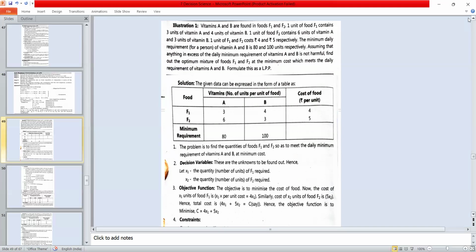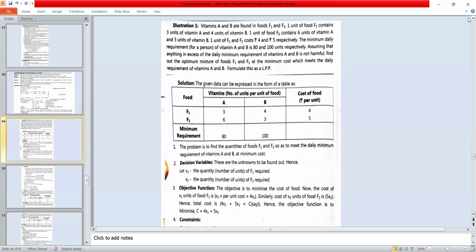So we do not have to solve the problem. We just have to formulate the linear equations. So we want a minimum of vitamin A 80 and minimum of vitamin B at least 100. Okay. The problem is to find the quantities of F1 and F2 so as to meet the daily minimum requirement of vitamin A and B at minimum cost. So the problem is for cost minimization.